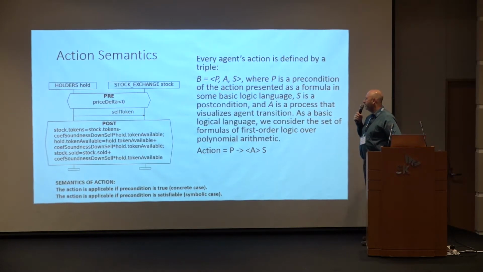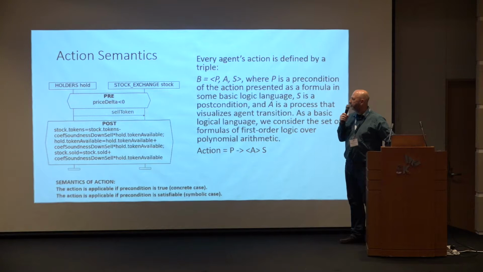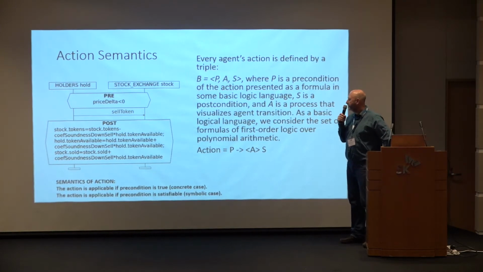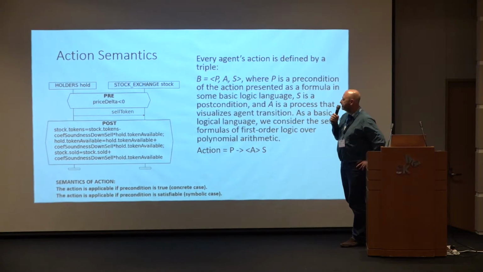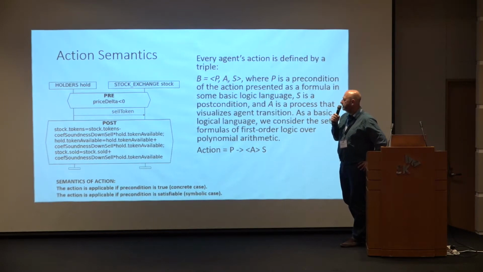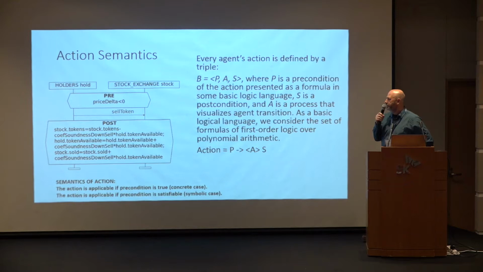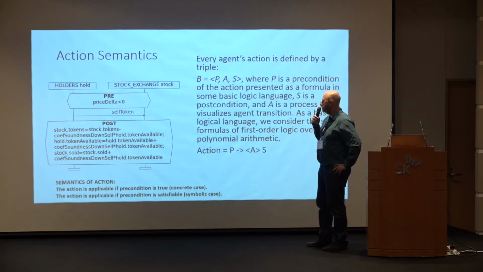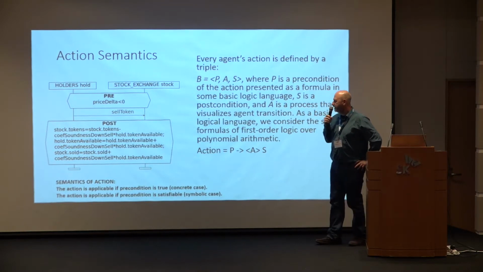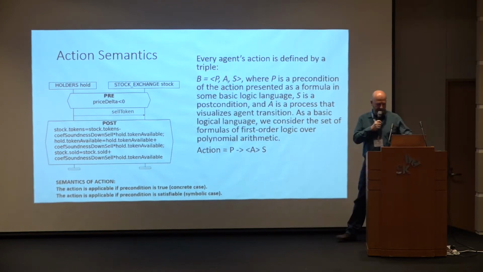Action also has its semantics. The semantics is defined by a triple: the precondition, the postcondition, and the process. Precondition and postcondition are formulas in some basic logic language. For token economy analysis it is enough to consider the set of formulas of first-order logic of polynomial arithmetic. The process component is for visualization of the scenario of the token economy. The semantics of the action is the following: the action is applicable if the precondition is true for a concrete case, and the precondition is satisfiable for a symbolic case.